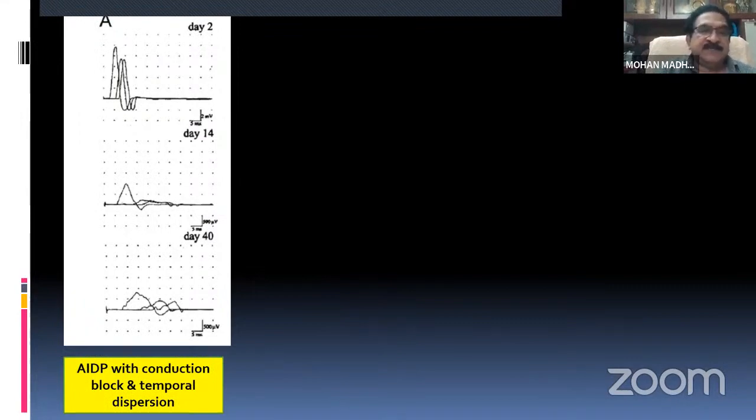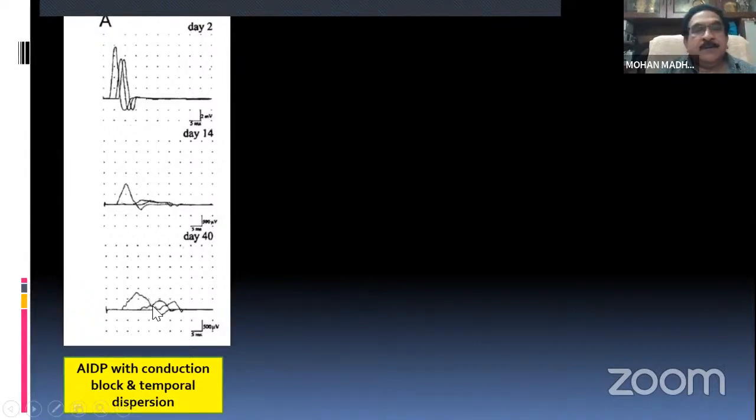This is the AIDP conduction block. See what happened. There is an initial conduction block. The second one is a proximal stimulation. Then on follow-up, what happened? After 1 month or so, the amplitude becomes low and becomes dispersed, and the conduction velocity is prolonged.